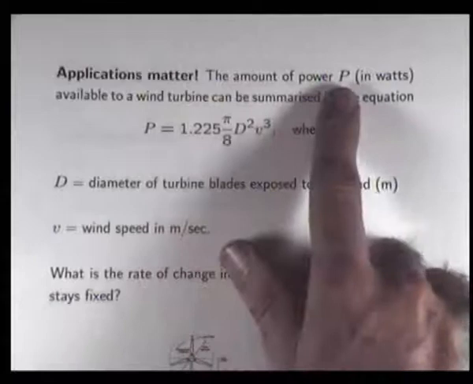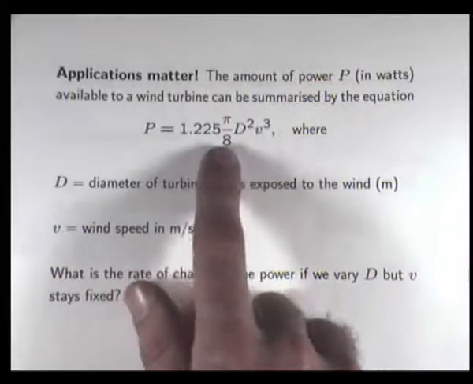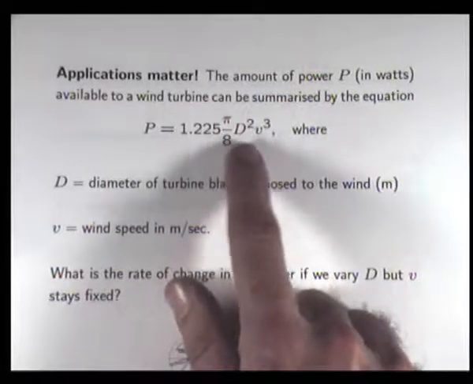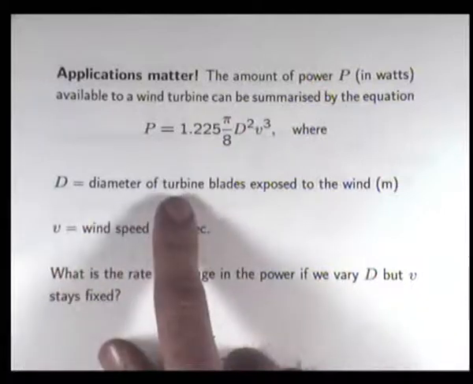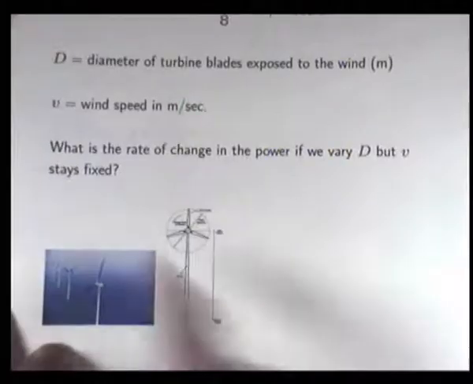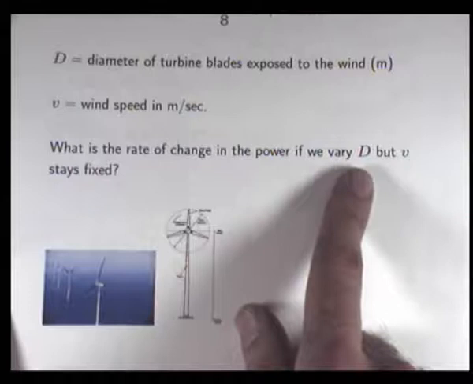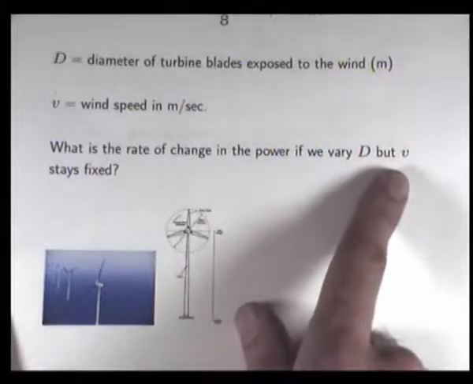So let's look at a simple problem for modelling. The amount of power P available to a wind turbine can be summarised by this equation here. We've got a couple of constants and a couple of variables, D and V. Here D is the diameter of the turbine blades exposed to the wind and V is the wind speed. Now a natural question with this problem is, what is the rate of change in the power P if we vary the diameter of the blades, but the wind speed stays fixed?